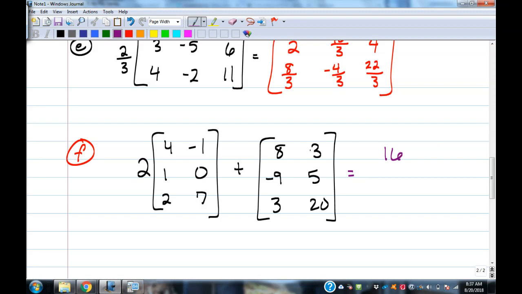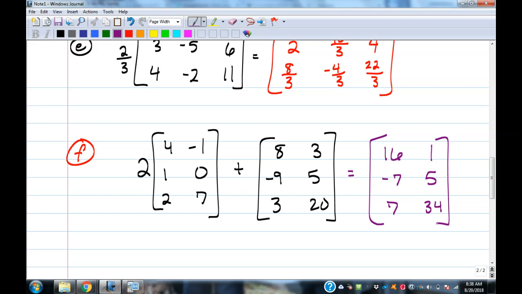negative 2 plus 3, 1. 2 times 1 is 2 plus negative 9, negative 7. 2 times 0 plus 5, 5. 2 times 2 plus 3, positive 7. 2 times 7 plus 20, 34. And there we have scalar multiplication combined with addition or subtraction.